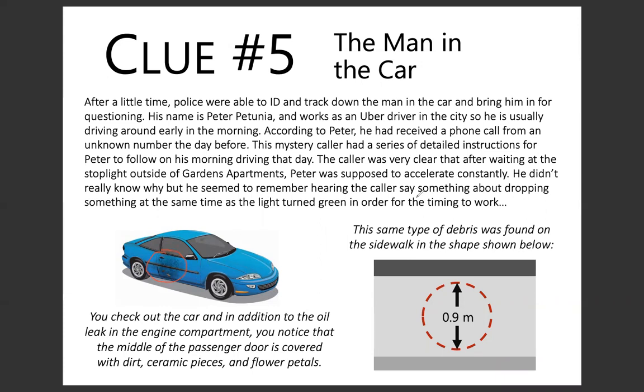We also learned that our model using constant acceleration was valid, that acceleration was constant, so we could use those constant acceleration formulas. And we learned that there was some plan to drop something at the same time the car passed in front of it. That was part of the plan of the person that called the driver. Finally, we learned that there is a debris field on the concrete. We see that the debris had a diameter of 0.9 meters. This is all the shattered pieces of the planter that was dropped. So this will be important in the next clue.